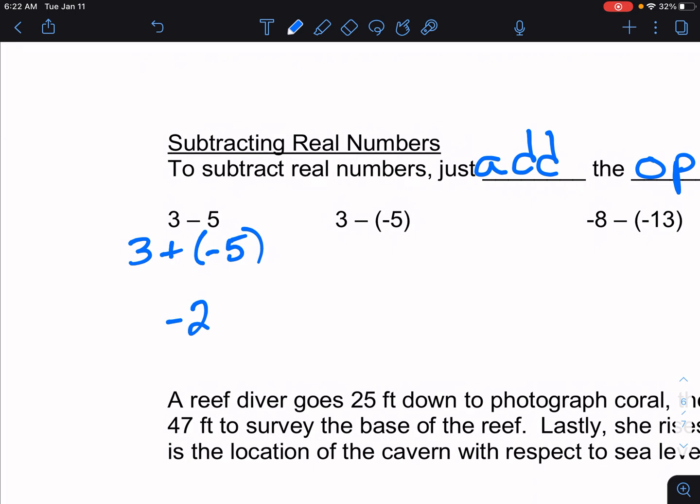So the same idea on this next one. In fact, you probably remember this rule a little bit more easily. When you're subtracting a negative, remember that's the same as adding a positive, and 3 plus 5 is 8.